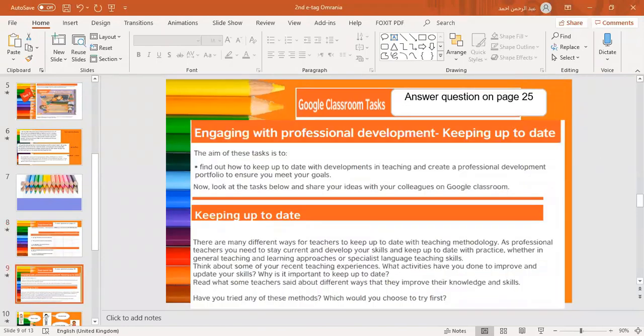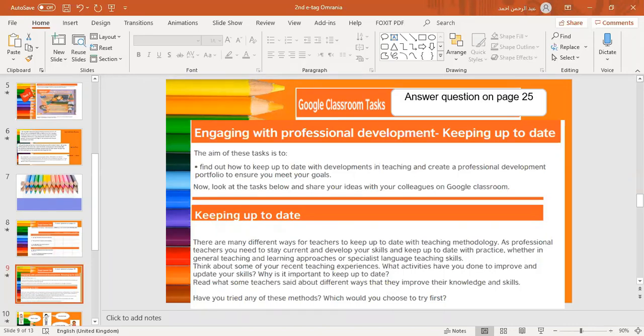It was about the question on page 25. Here is how to keep up to date, how to develop yourself, how to communicate in continuous development throughout your whole life. The aim of this task is to find out how to keep up to date with developments in teaching and create a professional development portfolio. We'll know the meaning of portfolio by the end of this session, but now how I can keep up to date, how I develop myself to ensure you meet your goals. Now look at the tasks below and share your ideas with your colleagues on Google Classroom.